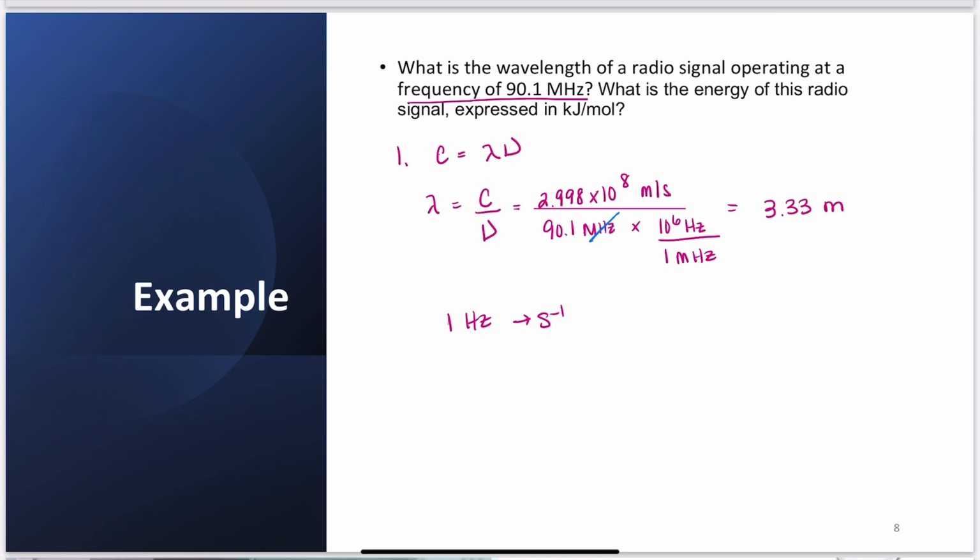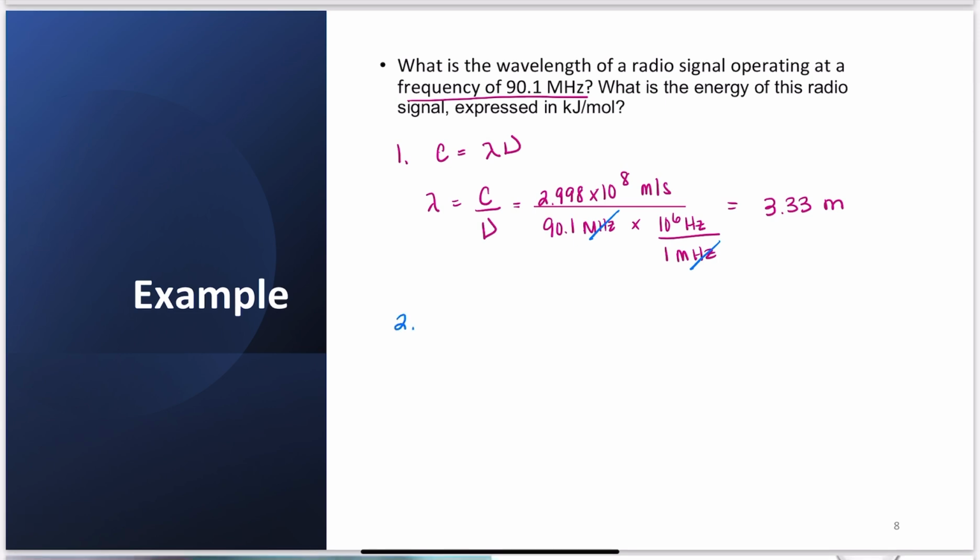Okay. Now, my megahertz have canceled out. How did I get to just meters? I've got meters per second divided by hertz, but a hertz is really a second to the -1. So this is like a 1 over seconds. So I've got seconds in the denominator, leaving me meters in my numerator. And so that's how I got to just meters for the calculation here. Part 2 of the question is saying, what is the energy of this radio signal expressed in kilojoules per mole? So let's figure it out.